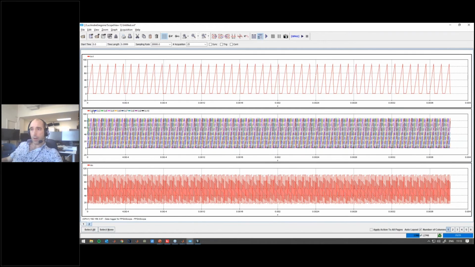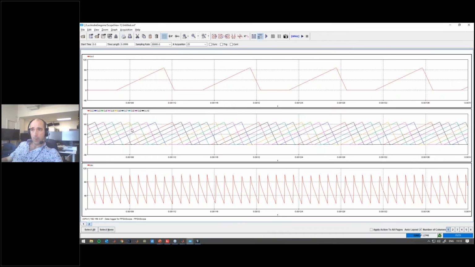Now, if we look at all the different legs and all of the different currents, so all of those currents are the ones that we obtain when we're doing the interpolation, we can see that there is the phase shift between each leg.